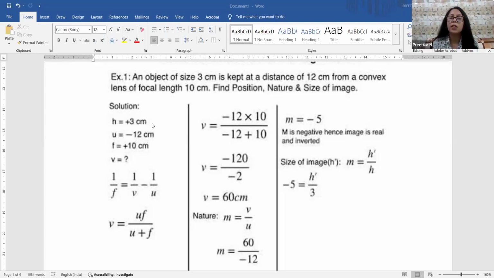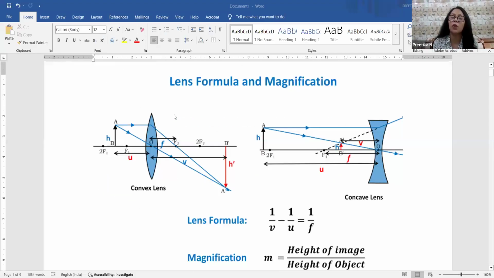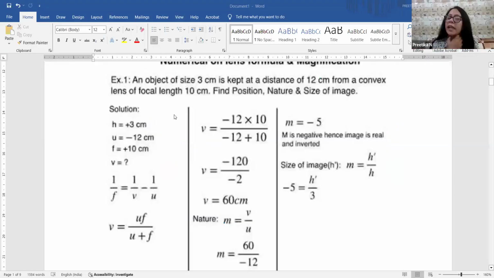Now they said you have kept it at a distance of 12 centimeter from the convex lens. Now in case of convex lens, if you can see this diagram, can you figure out कि आपका focus will be on the right hand side or left hand side? Convex के case में आपका focus right पे आएगा या left पे आएगा? Right पे आता है. So will you be taking it as positive or negative? Positive, exactly.